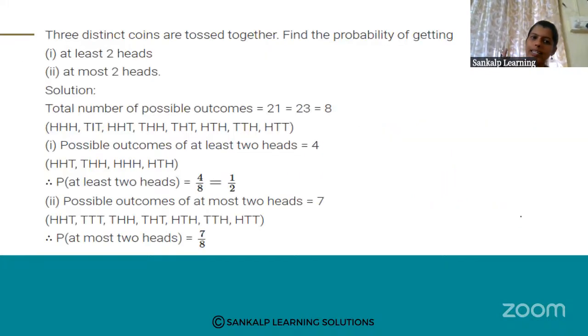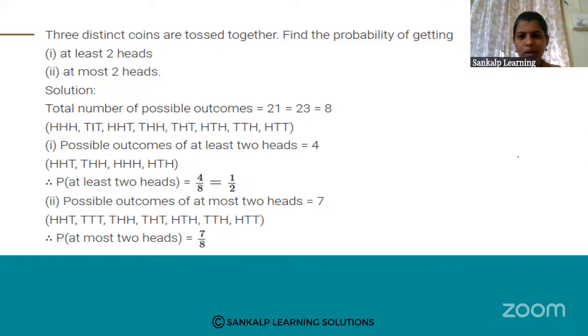Next. 3 distinct coins are tossed together. Find the probability of getting at least 2 heads, at most 2 heads. So the total number of possible outcomes. See here, 3 distinct coins are tossed together. So we are tossing 3 coins at the same time. Then whatever the result you will get, that is the total number of events.